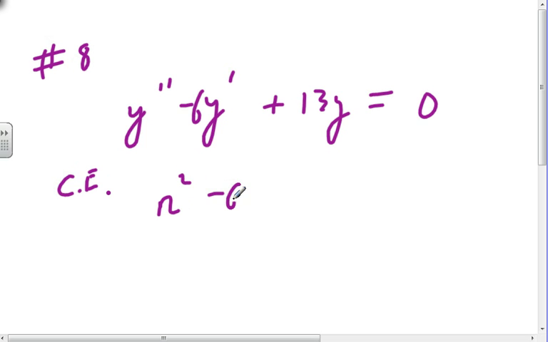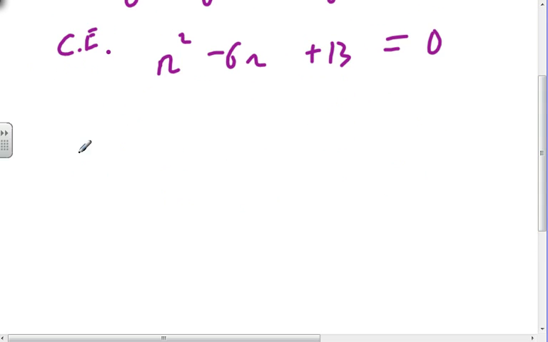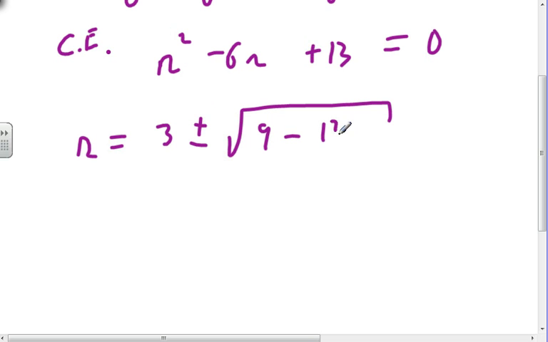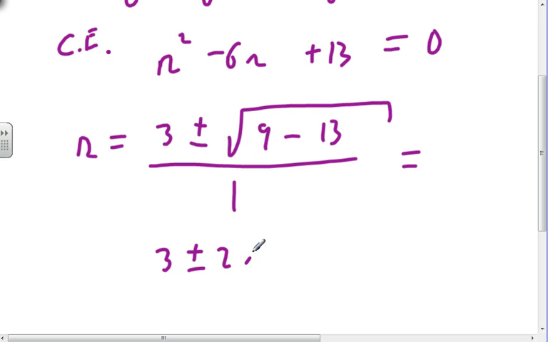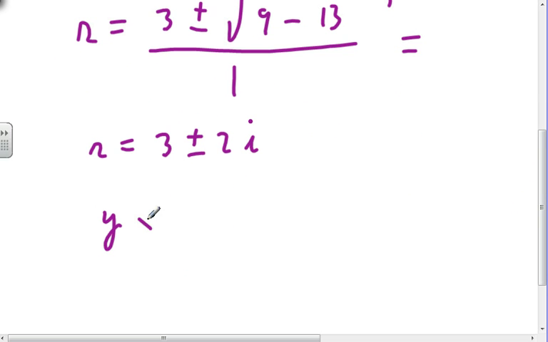r squared minus 6r plus 13 is 0. I see that I can't factor that, so I'm going to use the quadratic formula that I used last time and call that 3 plus or minus the square root of 9 minus 13, divided by 1. And so that's a 4, so I'm going to have 3 plus or minus 2i as my roots.